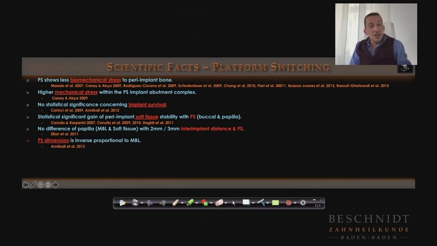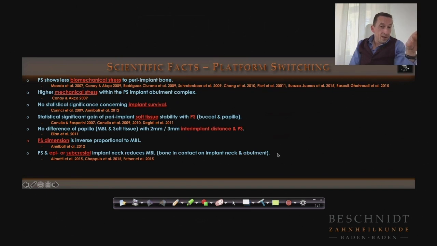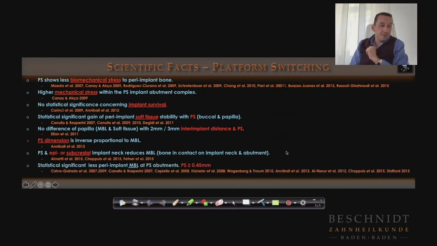The platform switching dimension seems to be inversely proportional to the marginal bone level, which means the higher the platform switching, the better the bony stability. An equicrestal or subcrestal implant neck reduces the marginal bone level, especially if you use platform switching. And if you use platform switching of more than 4.5 mm, you will see that the bone stays more stable.